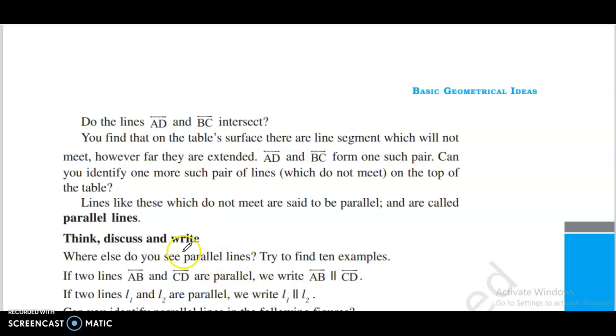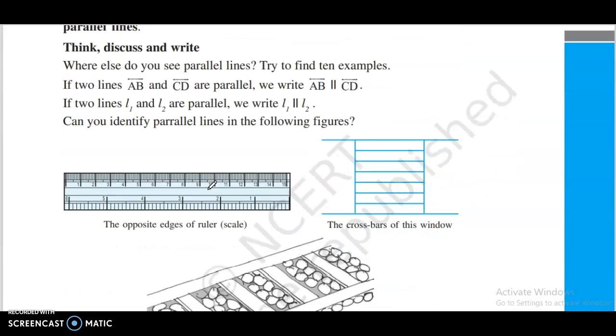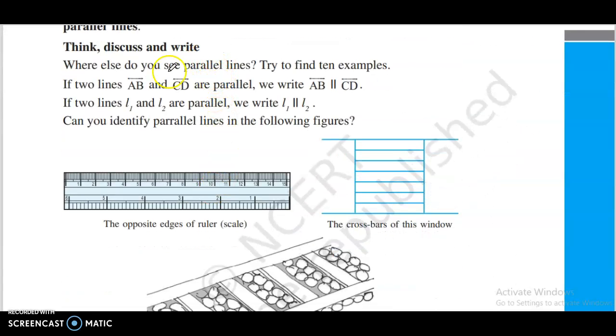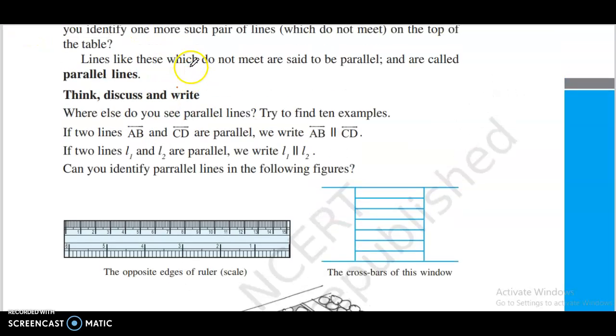Think, discuss and write. Where are the parallel lines? Try to find some examples.